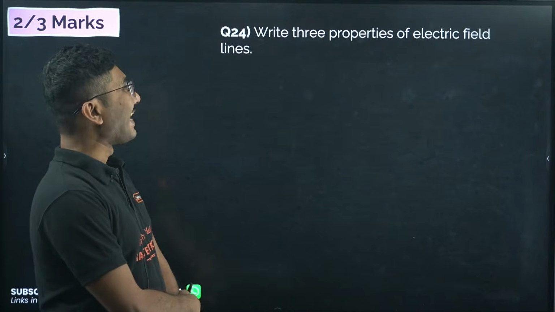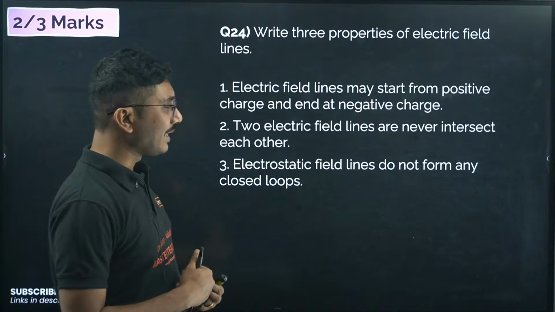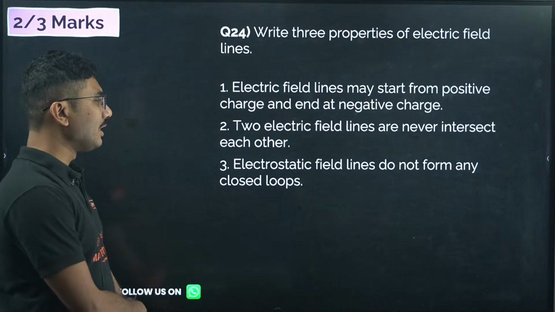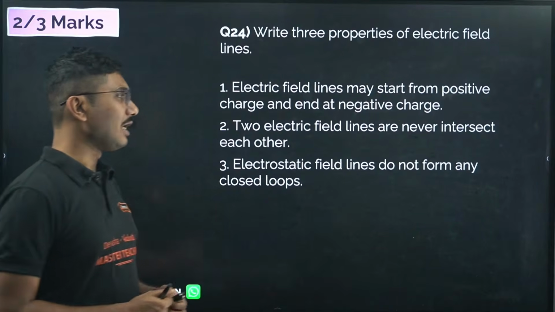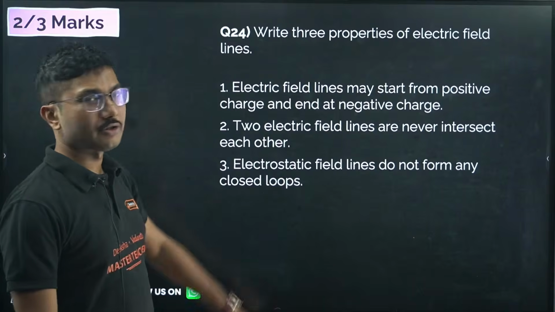Next, write 3 properties of electric field lines. Electric field lines start from a positive charge and end at a negative charge. Two electric field lines never intersect each other. Electrostatic field lines do not form any closed loop. So these are the 3 properties of electric field lines.